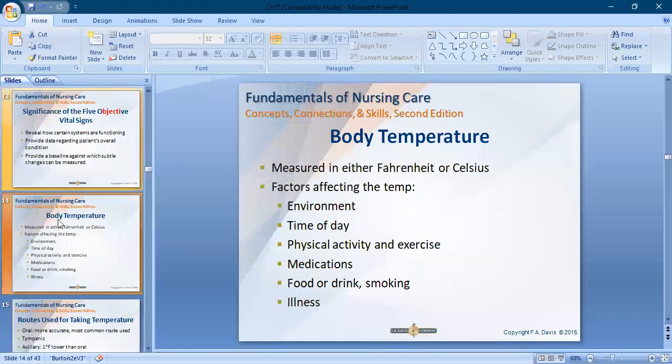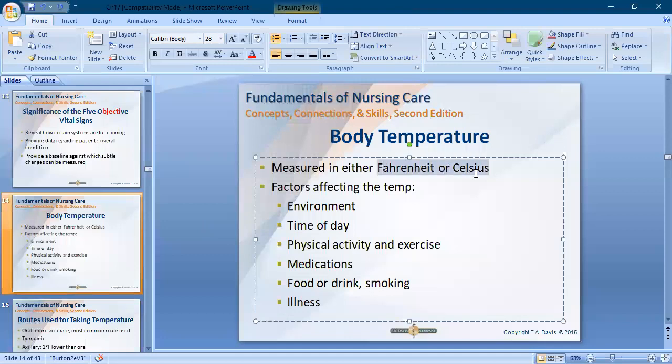Body temperature is measured in either Fahrenheit or Celsius. So, factors affecting the temperature. What are the factors that change or influence the body temperature of the patient? First of all, environment.